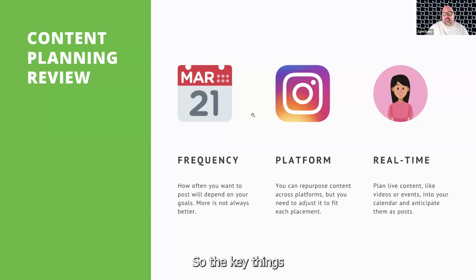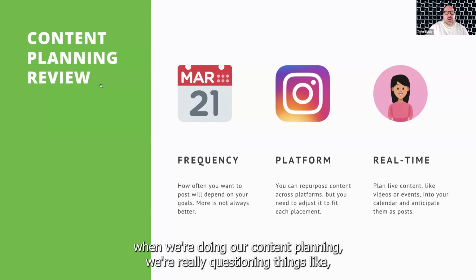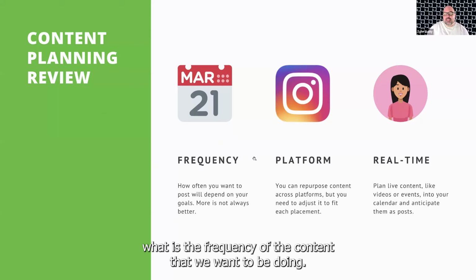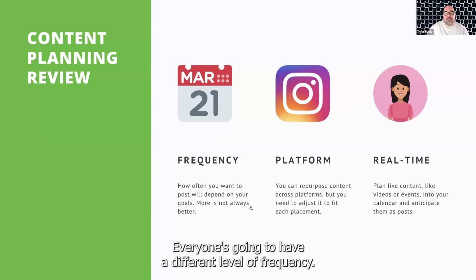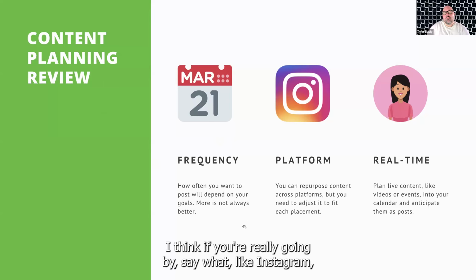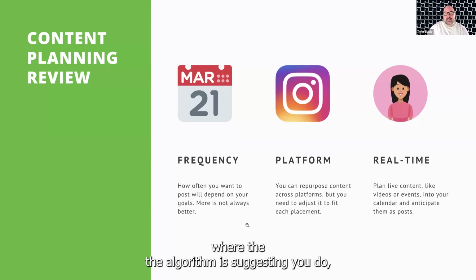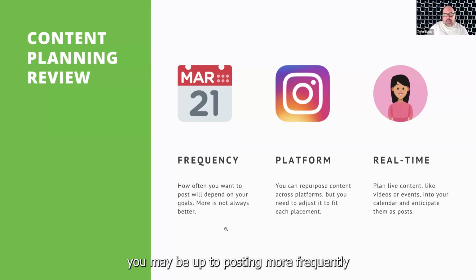So the key things that we want to be thinking about when we're doing our content planning are really questions like, what is the frequency of the content that we want to be doing? Everyone's going to have a different level of frequency. I think if you're really going by what Instagram or the algorithm is suggesting you do, you may opt to post more frequently.